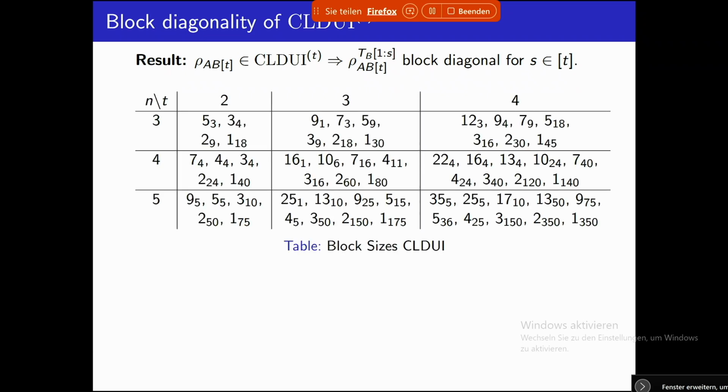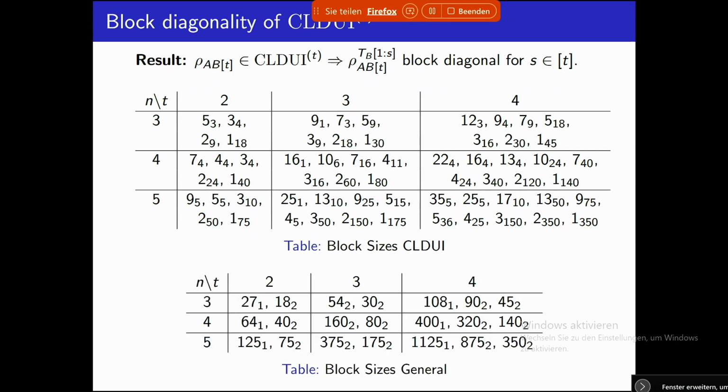So here I have two tables showing some of the block sizes. These are the block sizes for the CLDUI case. In this column, we have the different ambient dimensions, and then in the row, we have how far we extend the state. For example, for n equal 3, t equal 2, you would need to run an SDP which has 3 blocks of size 5, 4 blocks of size 3, 9 blocks of size 2, and 18 singletons.